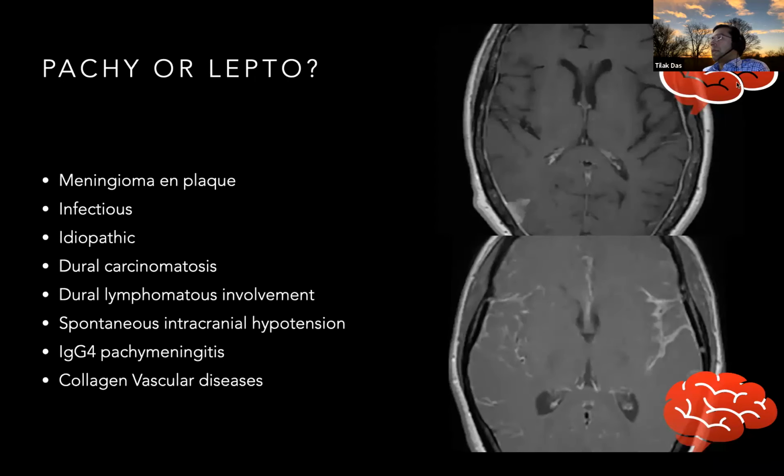For both pachymeningeal and leptomeningeal disease, the differential is fairly similar, except for the things that affect only the dura itself, such as the meningioma. But otherwise, infection and inflammatory diseases can occur in both types of disease.